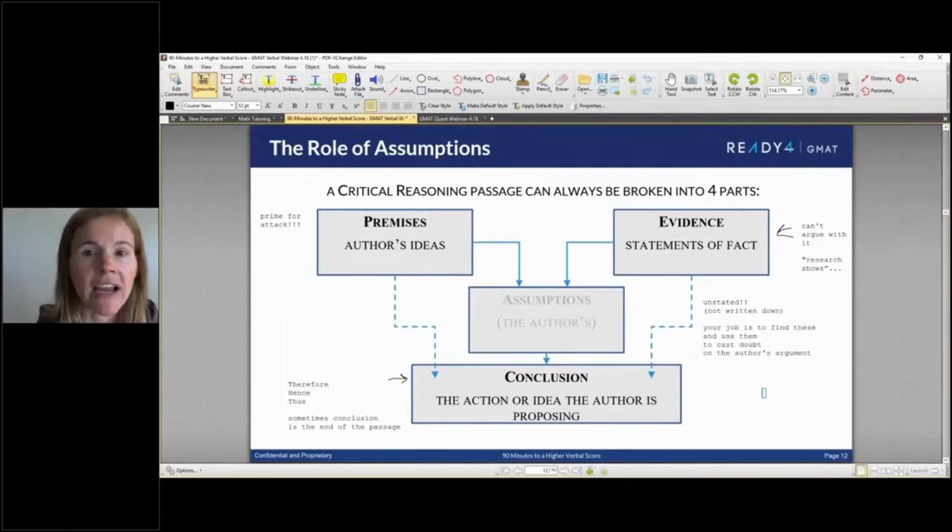Very often people try to answer these questions, which are about how an argument works, without understanding what an argument is or how it functions. We can't be doing that. We have to be understanding the pieces of the arguments in order to get them right.